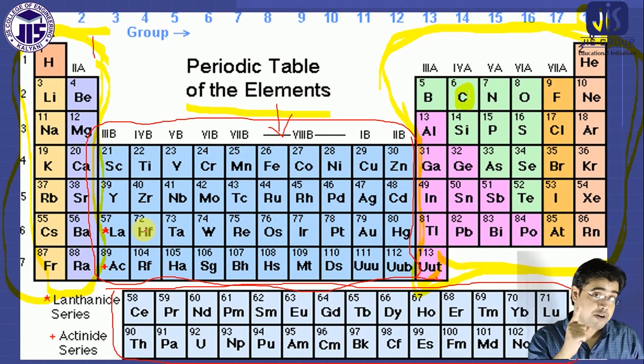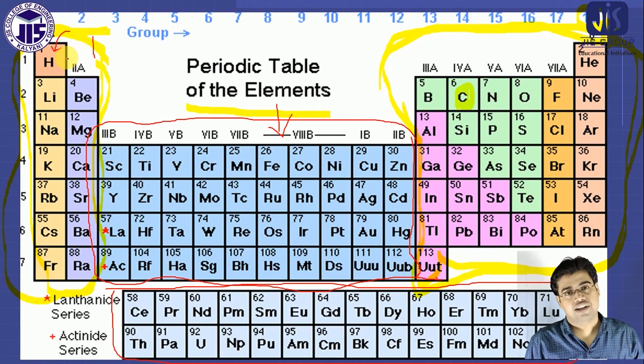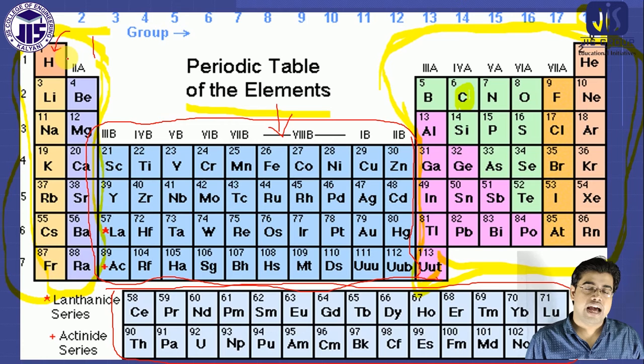Which you have to keep in mind, because the names of the groups are very, very important. The first group, just look here, is called the alkali metals. And the second group is called the alkaline earth metals. That is very, very important also.